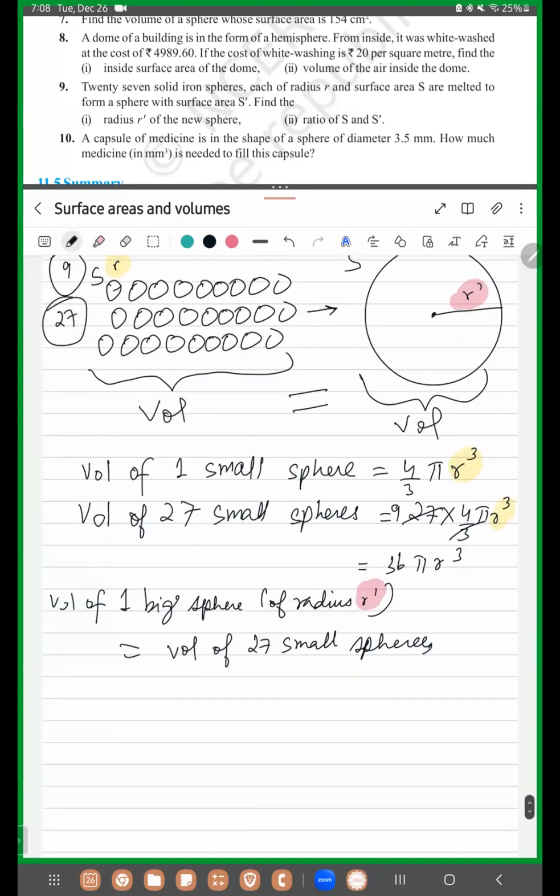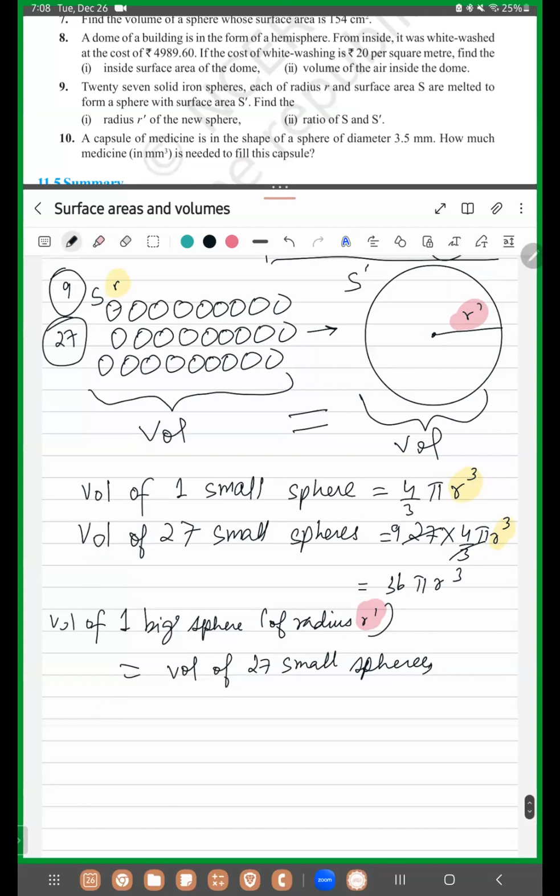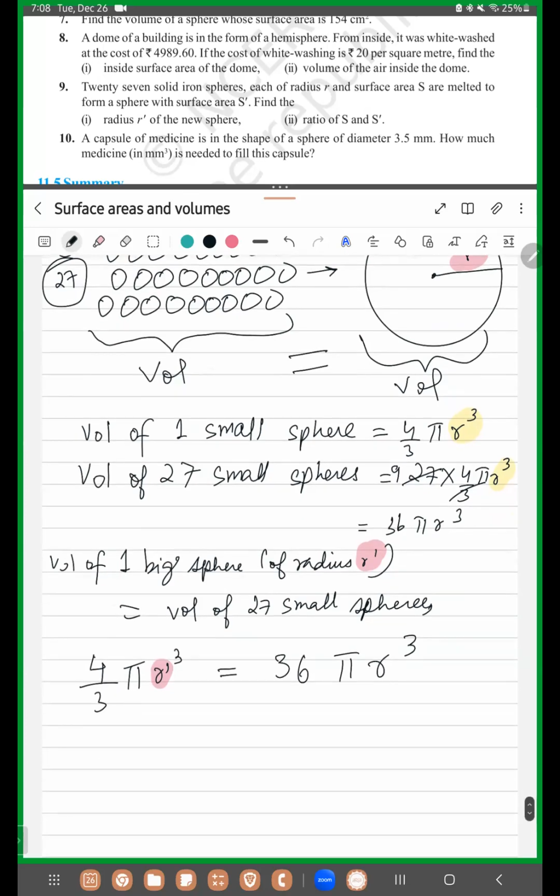So the volume of the one big sphere is how much? 4 by 3 pi r dash cube, because the radius is r dash this time, is equal to the volume of 27 small spheres, which is 36 pi r cube. So now we have a relation between r dash and r.